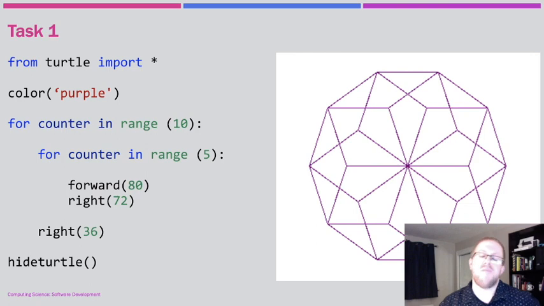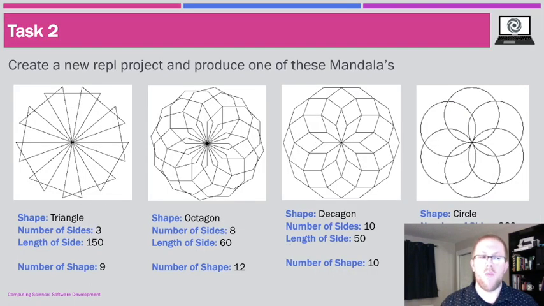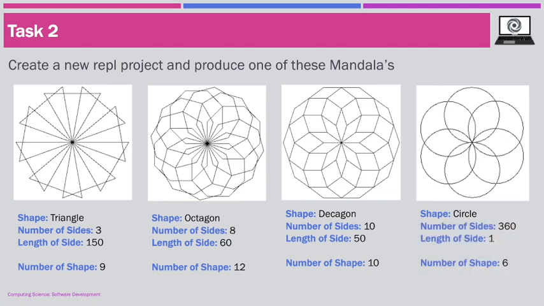Now that you've cracked the Pentagon Mandala, what I would like you to do is open up a new REPL and create one of these mandalas here. You can create the triangle one, the octagon one, the decagon one, or the circle one. If you create the circle one, it can take the turtle quite a wee while to draw it. Pause the video here and create one of these mandalas.